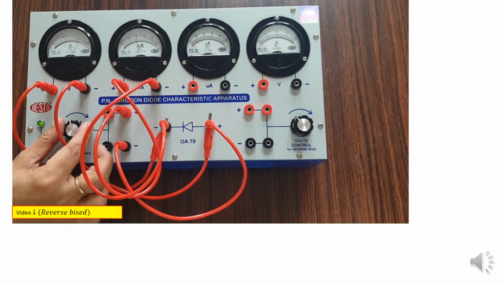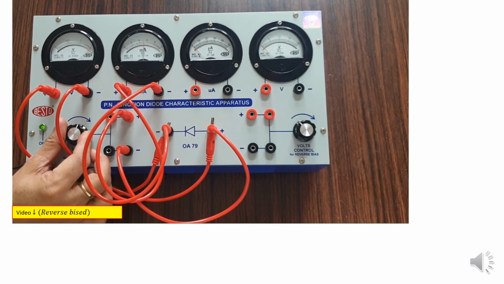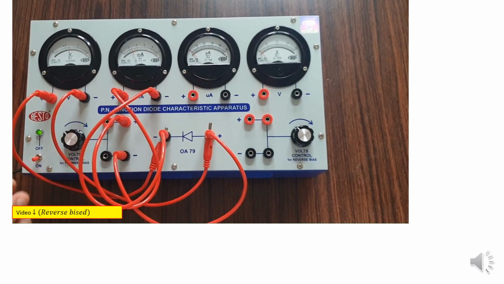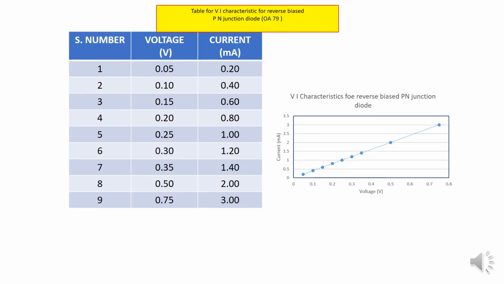Again, a small video is there. You can see here, by applying the voltage, the current is varying. So we have noted down the voltage and the corresponding current also. Next, this table is for the reverse bias. This is voltage, this is current. Again, if you draw the graph between the voltage and current, you can see it is almost a straight line.